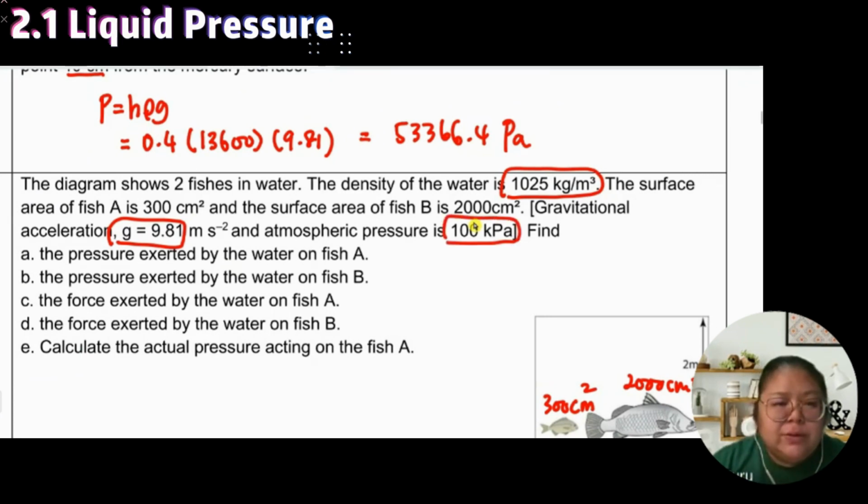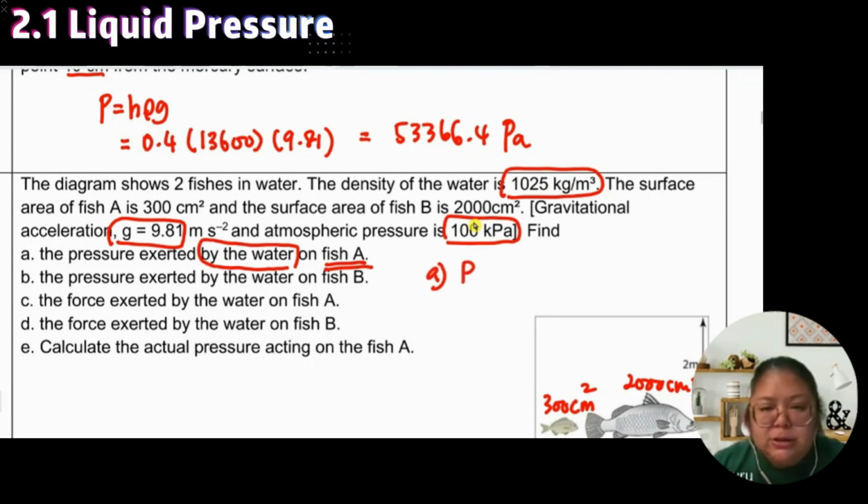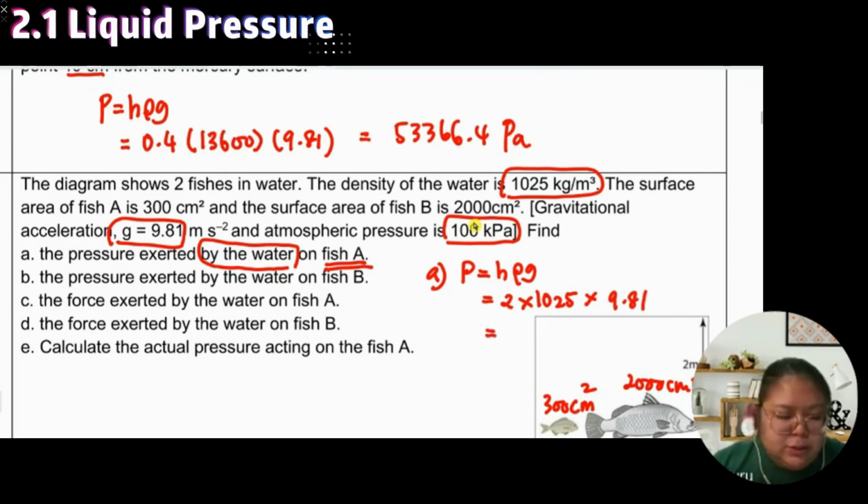First, the question asks the pressure exerted by water on fish A. So we just apply P equals rho g h. The h is 2 meters, the density of water is 1.25, then multiply by 9.81. Ahang, what's the answer? 20110.5 Pascal. So we finish A.